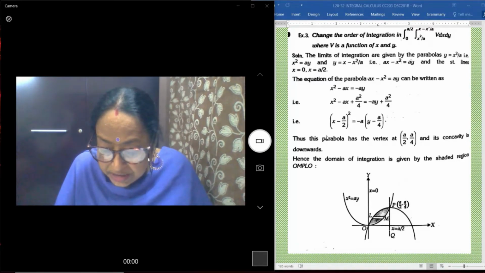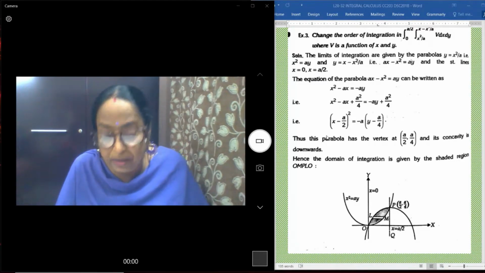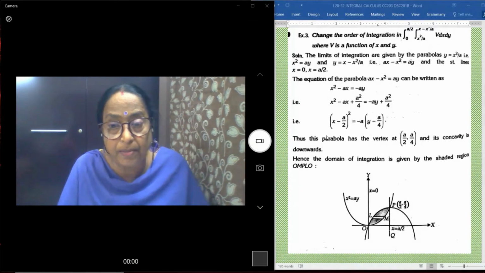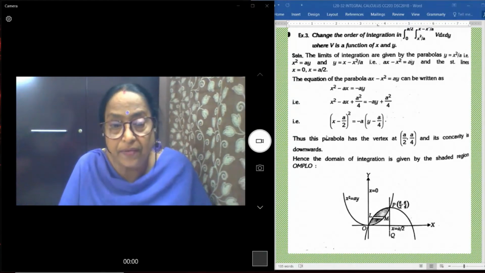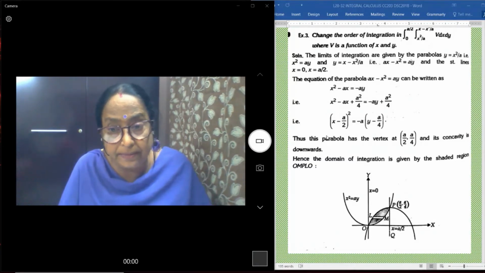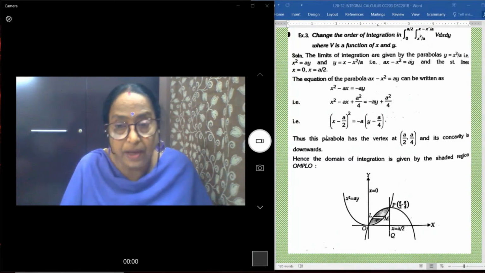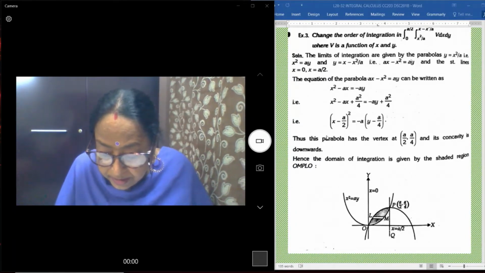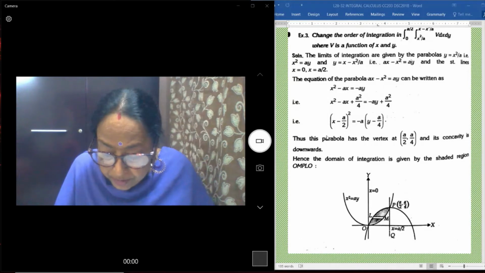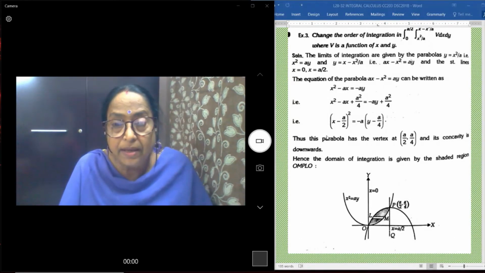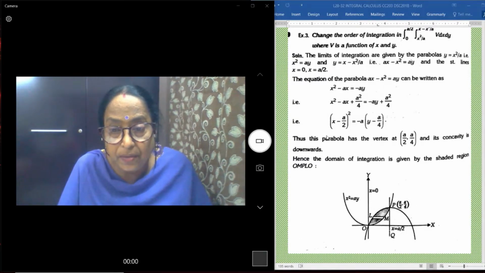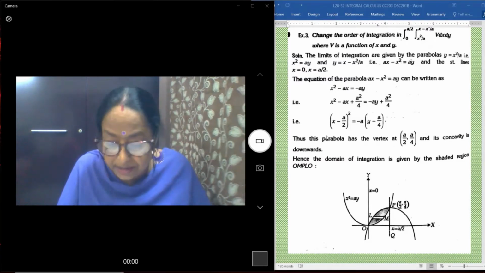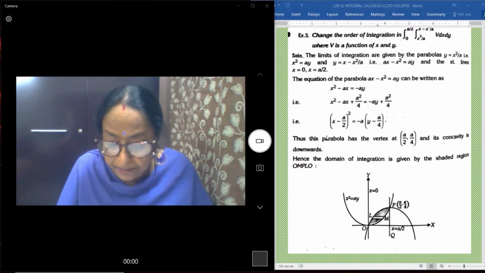The limits of the first integral will be obtained by x equal to 0 and x equal to a by 2. So at first you have to draw the curve. So x equal to 0 and x equal to a, draw it. Then the second integral is y is equal to x square by a. That means x square is equal to ay.